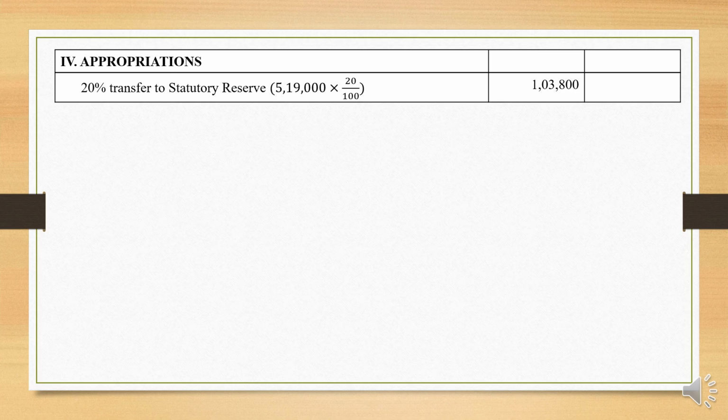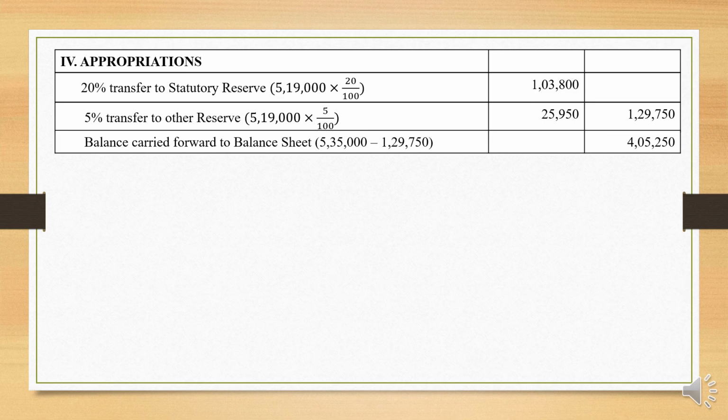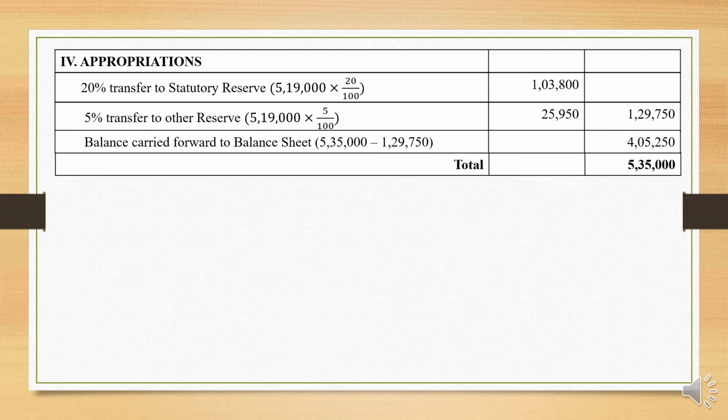So the amount is 1,03,800. Then 5% transfer to other reserve, it is 25,950. So total transfer to the reserve is 1,29,750. Therefore, the balance carried forward to the balance sheet: total profit of the bank including last year's profit, 5,35,000. From that, if you deduct these appropriations of 1,29,750, we have a total of 4,05,250, which is carried to the balance sheet. So with this, we have finished the profit and loss account.